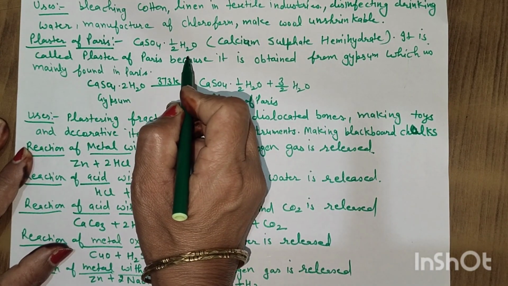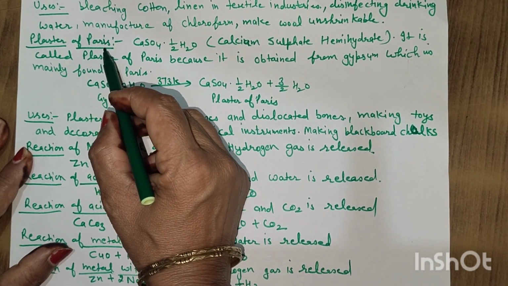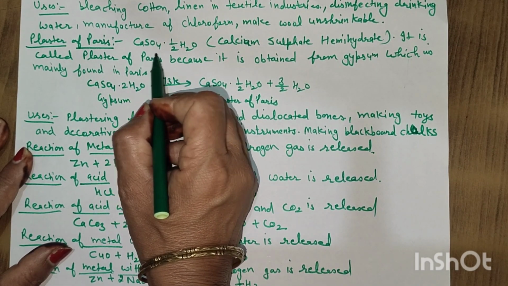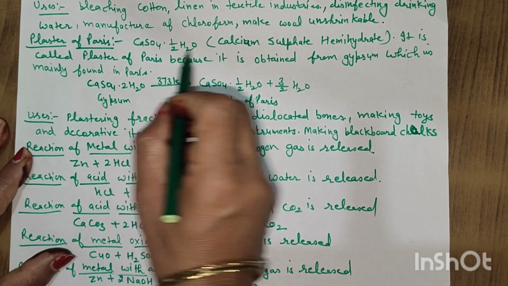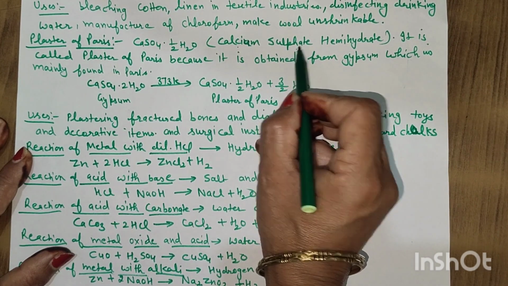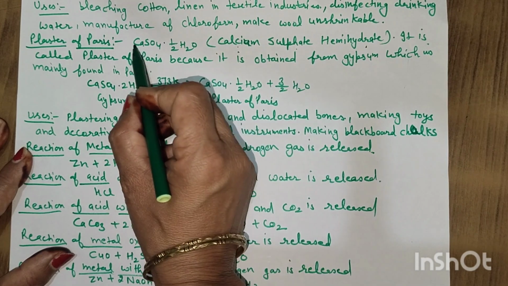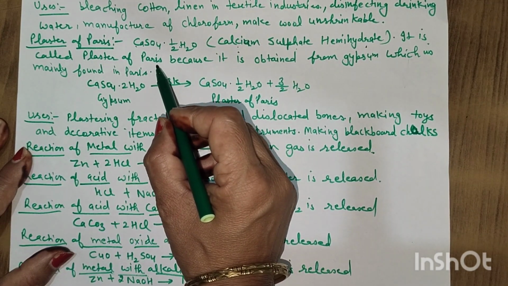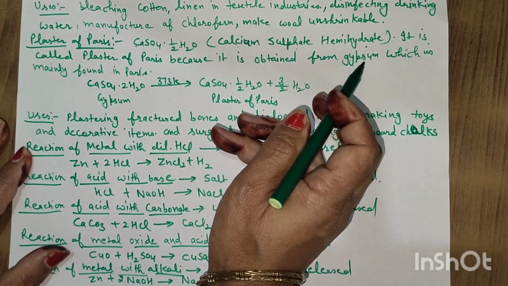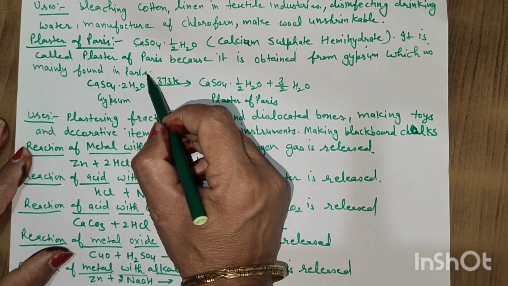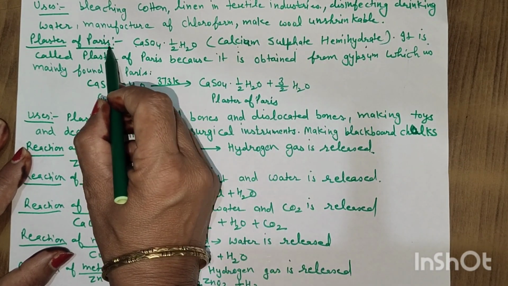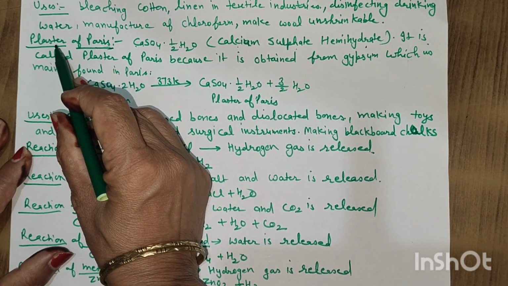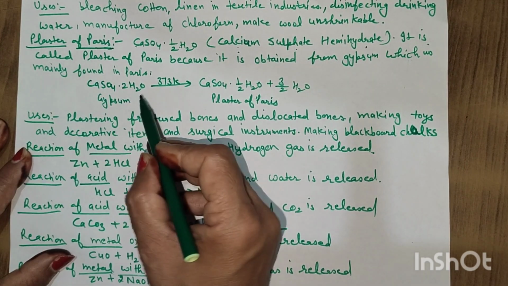Plaster of Paris is the common name, the chemical formula is CaSO4 half H2O, and the chemical name is calcium sulfate hemihydrate. It is called plaster of Paris because it is obtained from gypsum, and this gypsum is mainly found in Paris. That is why it is called plaster of Paris, and it is used in the plastering process.